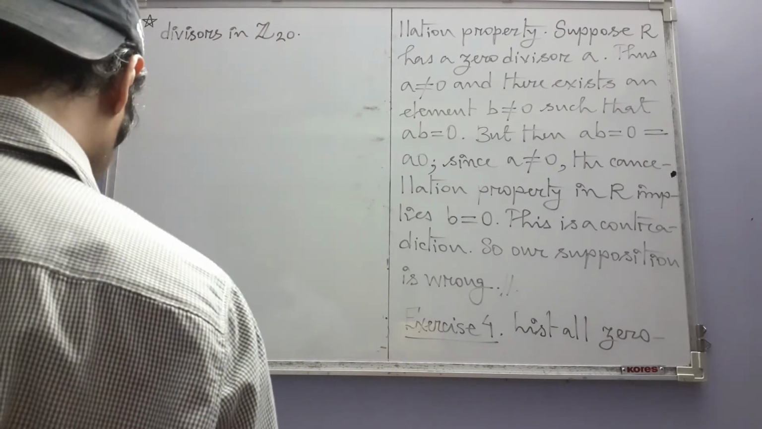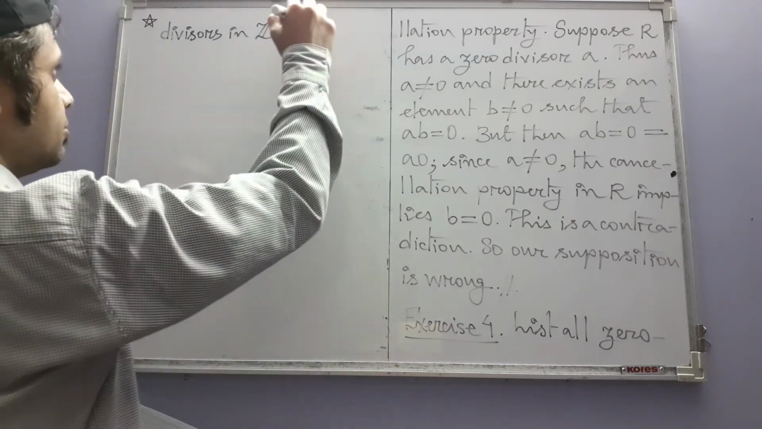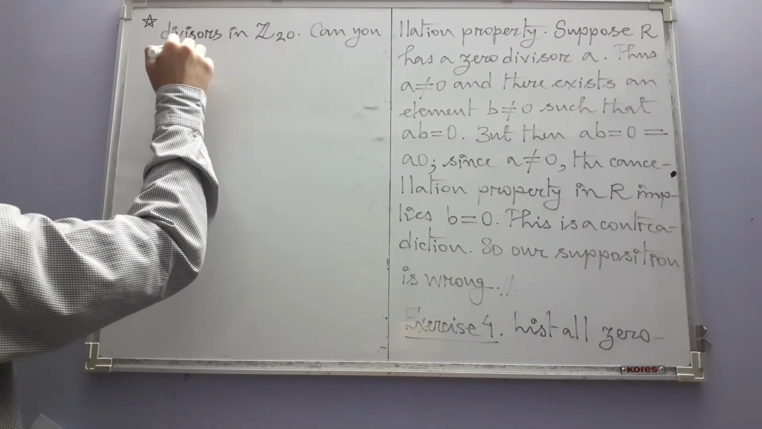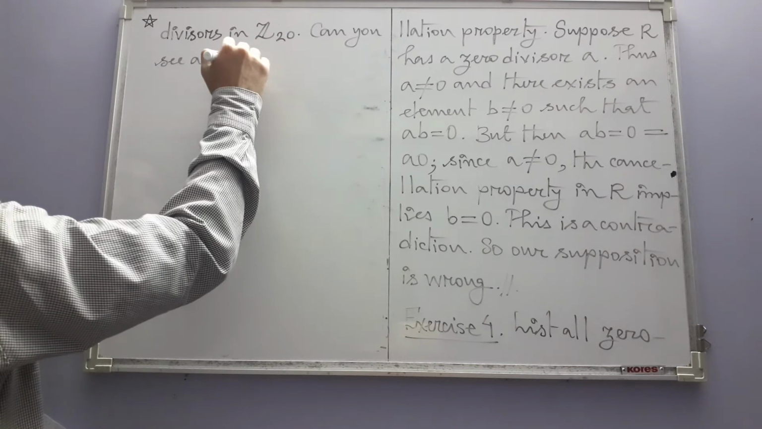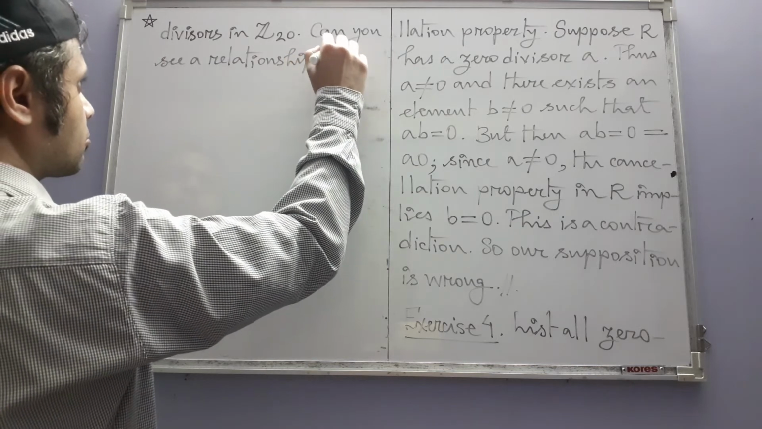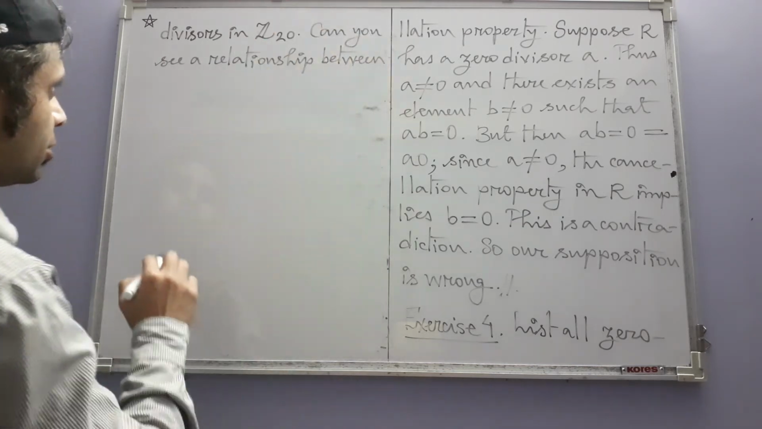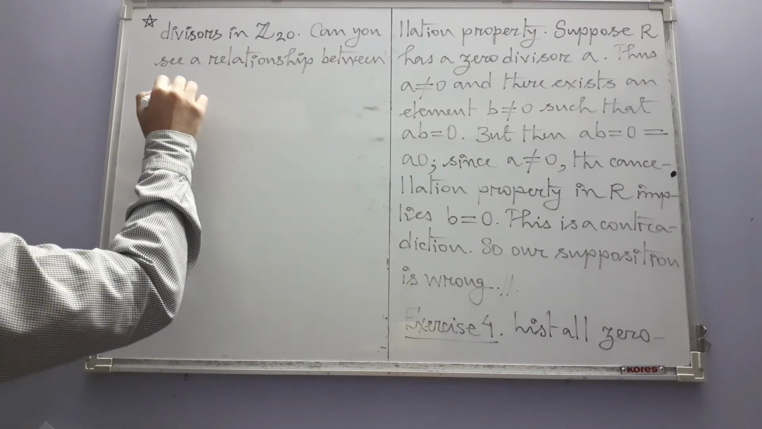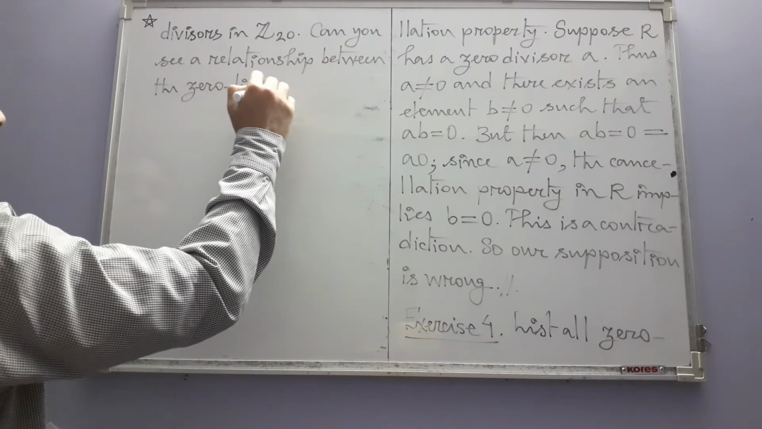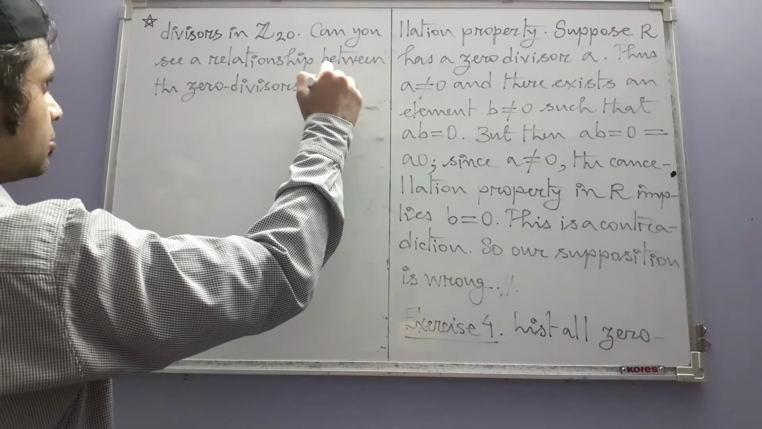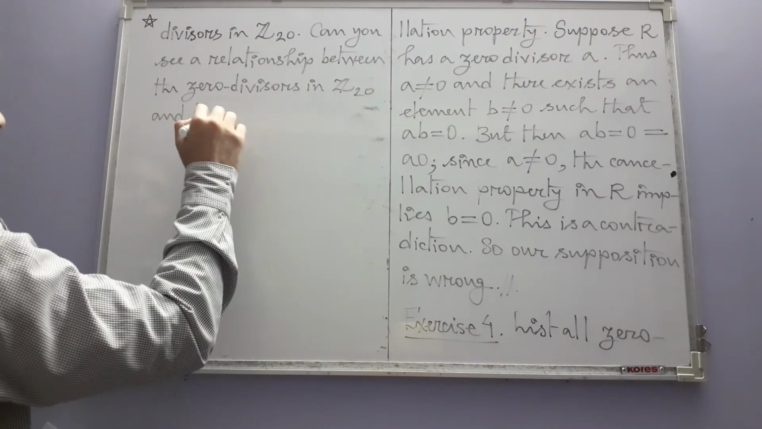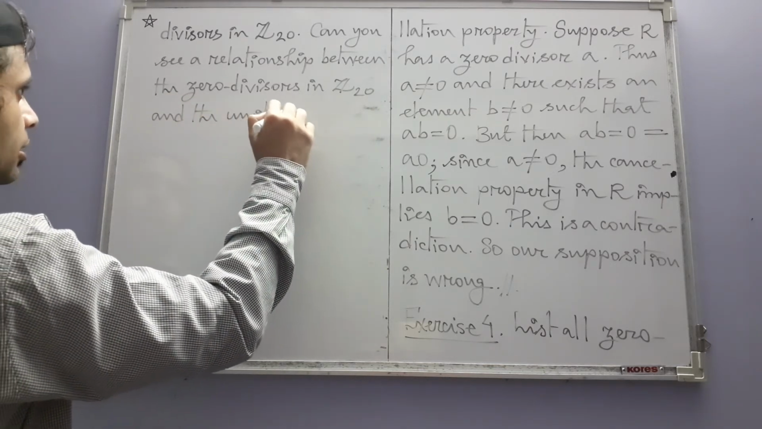In this ring, can you see a relationship between the zero divisors in this ring and the units in that same ring?